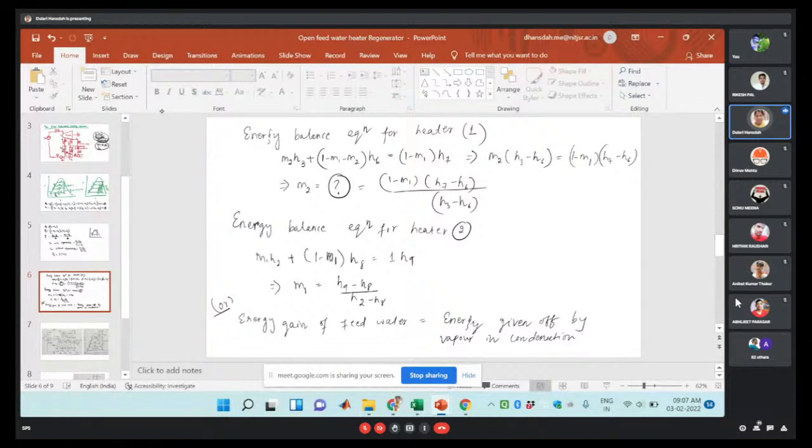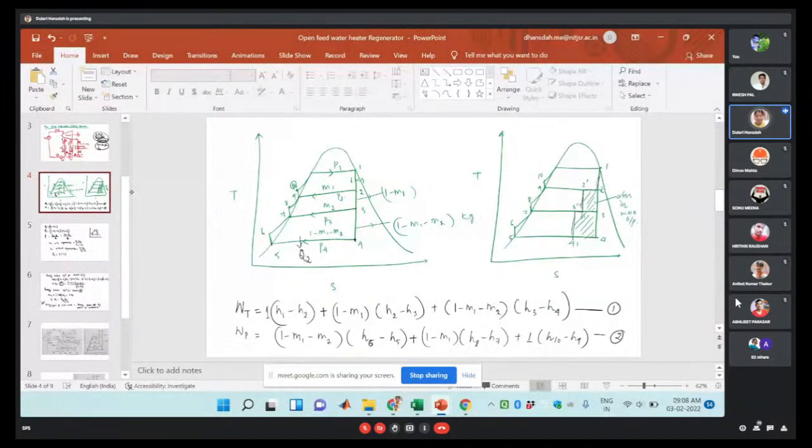Okay, so if you are using this formula, then energy gain of the feed water will be how much in case of the your heater 2. So energy gain will be, if you are observing, it is heater 2 case. So यहाँ पे आपका 1 minus m1 amount of steam use हो रही है यहाँ पे heat करने के लिए. So that will be energy gain of the feed water. The amount will be 1 minus m1 multiplied with h9 minus h8.